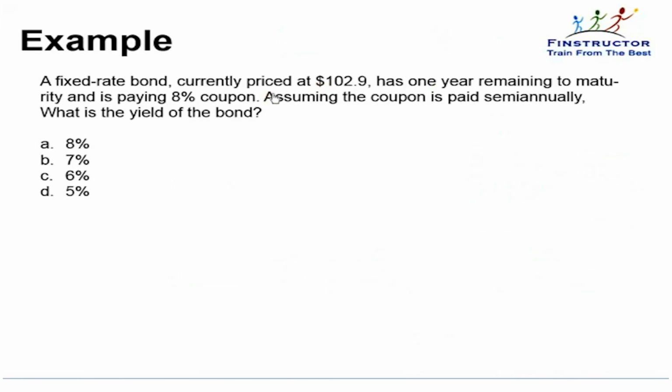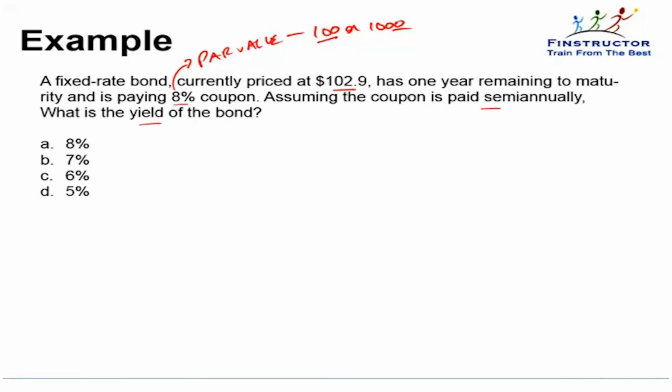A fixed rate bond currently priced at 102.9 has 1 year remaining to maturity and is paying 8% coupon. Please note, coupon is always on par value. Par value of a bond is always either 100 or 1000. From the scale of the question, you will be able to guess what the par value is. In a question like this, where the price is 102.9, we will assume the par value of the bond is $100.